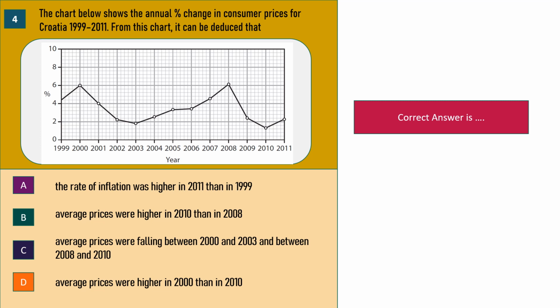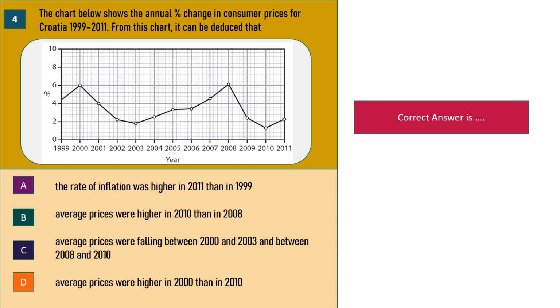Then, average prices were falling in 2000 and 2003 and between 2008 and 2010. Actually, I told you why option C is wrong: each year average prices were rising. That's why the percentage change in CPI is positive. That means each year prices are rising. For example, if prices were 100 in 1999, in 2000 they increased by how much percentage? 6%. So that's why we are saying that each year prices were rising. So that's why option C is wrong.